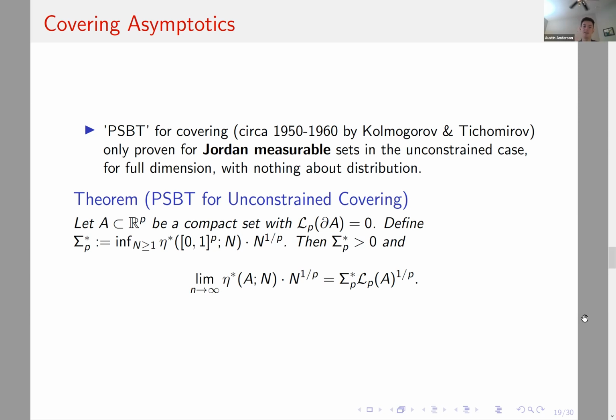If A is a subset of R^p that is compact, and the condition for Jordan measurability is that the Lebesgue measure of the boundary is 0, we can define the quantity sigma p star as the infimum over n greater than or equal to 1 of the best unconstrained covering radius of n points on the unit cube in R^p. In this case, we find that this constant sigma p star is positive, and the limit as n goes to infinity of the best unconstrained covering radius of n points on A times n to the 1 over p is equal to sigma p star times the Lebesgue measure of A, or the volume, raised to the 1 over p. Note the proportionality with Lebesgue measure raised to the 1 over p. This is mimicking what we saw for Hausdorff measure in the poppy seed bagel theorem for best packing.